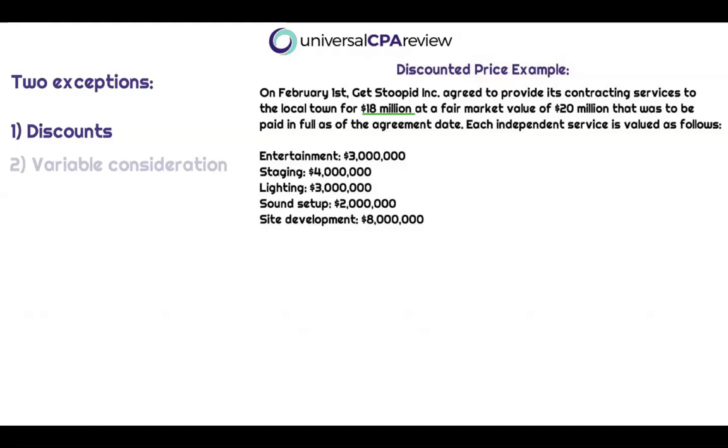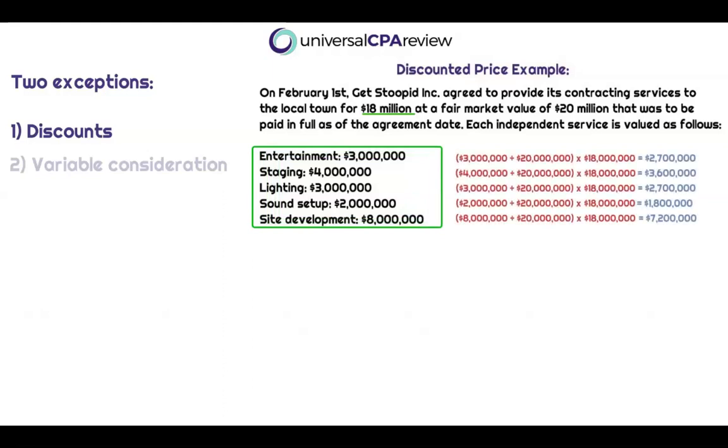So what we need to do is allocate that $2 million discount proportionally to each obligation within the contract. For example, the entertainment makes up 15% of the total obligation, the staging 20%, another 15% to the lighting, audio is allocated 10%, and site development makes up 40% of the entire obligation.